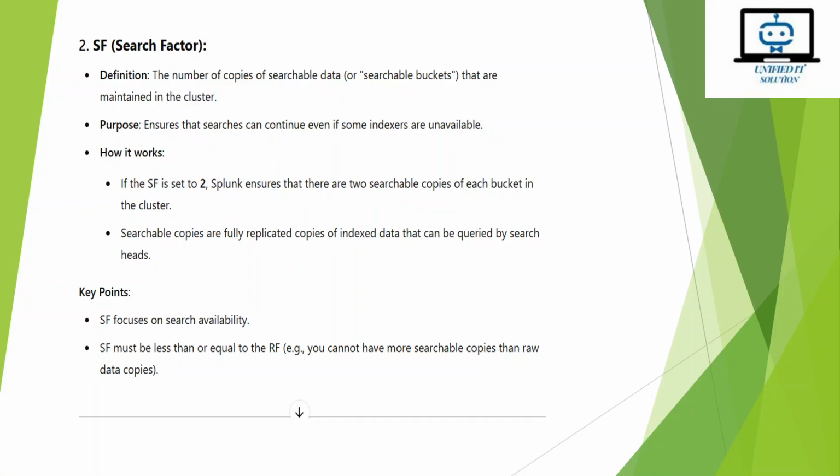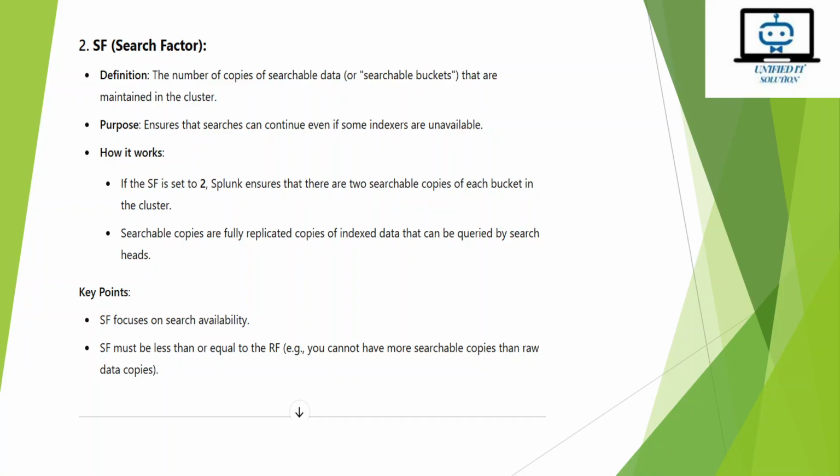Search factor. The definition: the number of copies of searchable data that are maintained in the cluster. The purpose is to ensure that search can continue if some indexer is unavailable. How it works: if search factor is set to 2, Splunk ensures that there are 2 searchable copies of each bucket in the cluster. Searchable copies are fully replicated copies of indexed data that can be queried by search. Key point: search factor focuses on search availability. Search factor must be less than or equal to the replication factor. You cannot have more searchable copies than raw data copies.